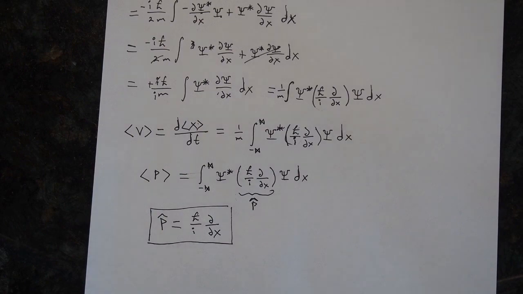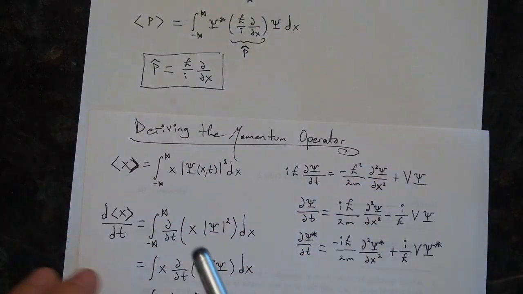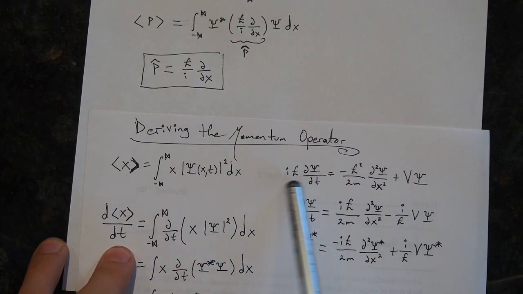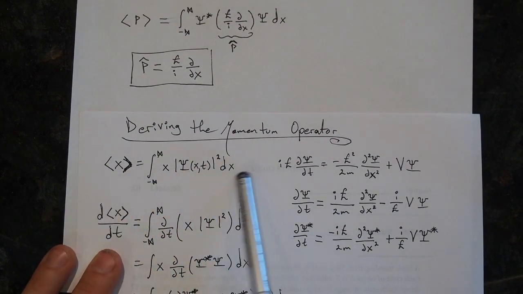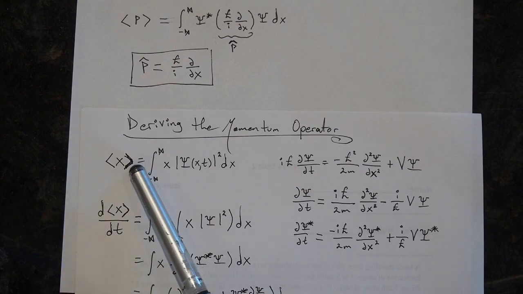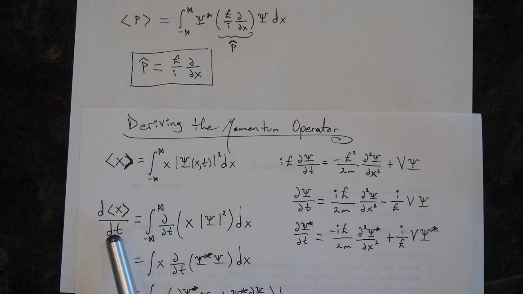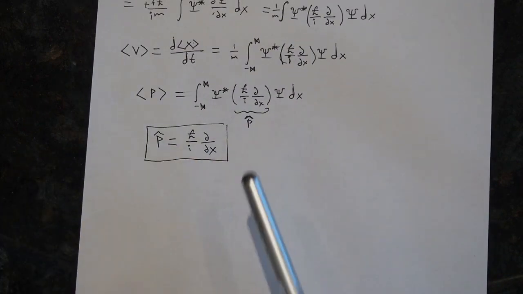I hope you found this useful, and I would really recommend that you start off with simply these two equations, just the Schrodinger equation and the definition of the expectation value for the position. Remember that you're taking the time derivative of it, and go forward and see if you can get yourself to the momentum operator.